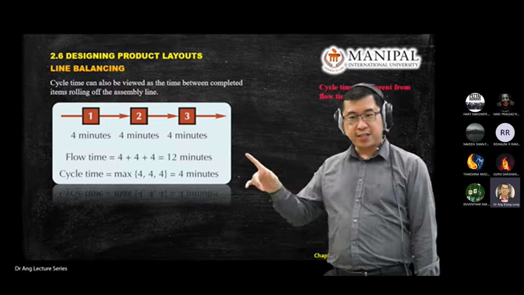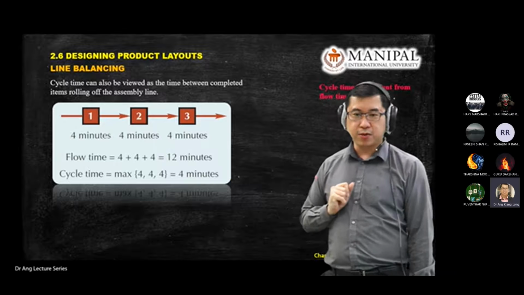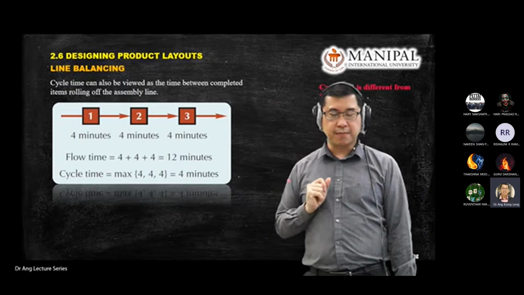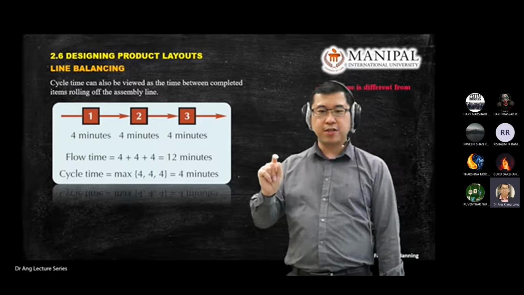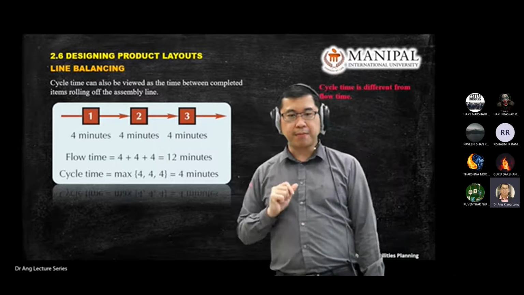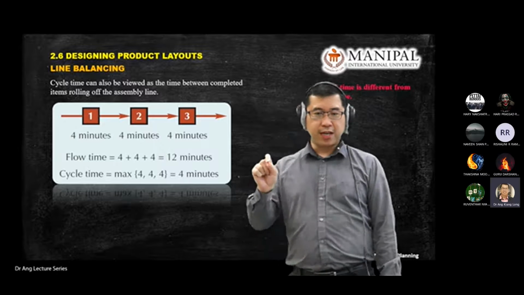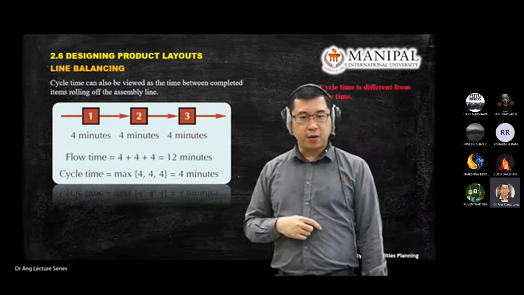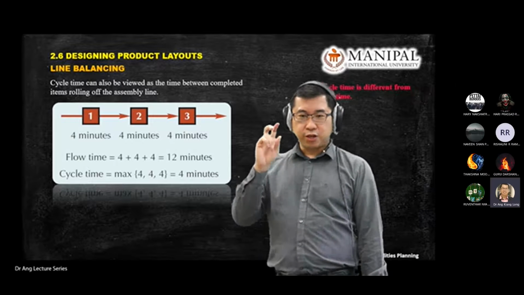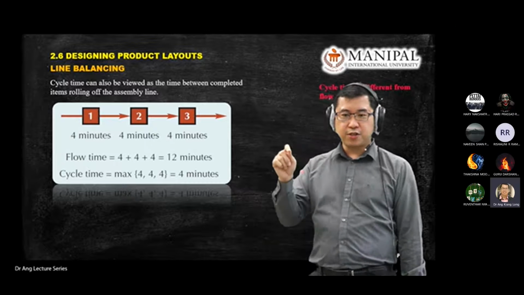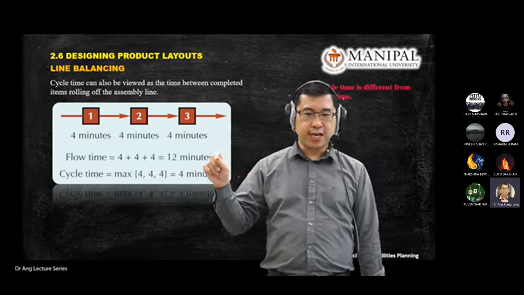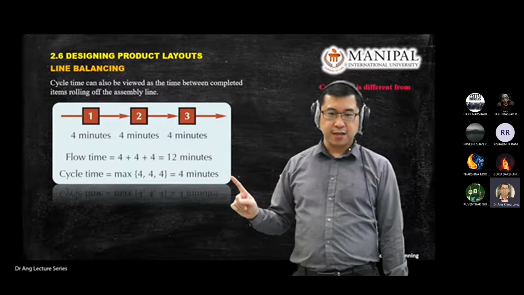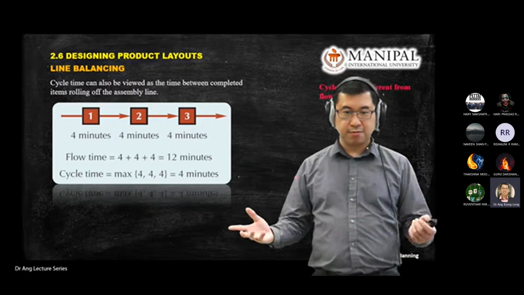So don't be surprised if this kind of simple question comes up in test 1 or final exam. Don't confuse flow time and cycle time. The question will be specific, mentioning calculate flow time of the layout, or calculate cycle time of the layout. Or the question might be a little bit tricky. It asks you to find the differences between flow time and cycle time. Differences means you take this one minus this one, you get the difference, right?